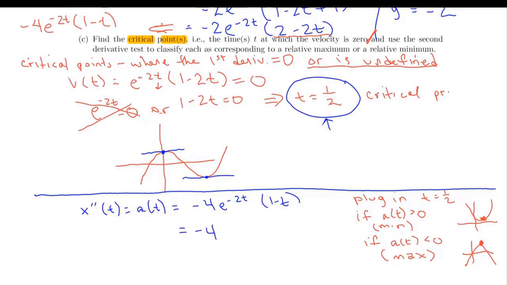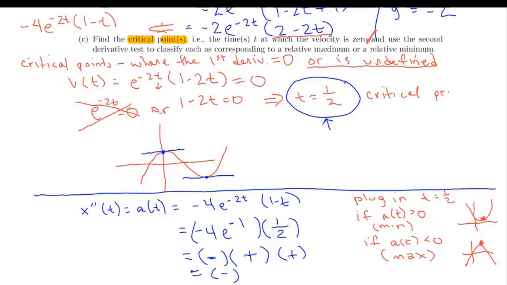I say minus 4 e to the minus 2 times 1/2, which is e to the minus 1, times 1 minus 1/2, which is 1/2. But I don't care what the number is. That's a positive number. The e to the minus 1 will be positive, yes, but the negative 4 is negative. So the whole thing together, if I multiply that all out, I would get a negative value. That means I found a maximum. Let's see what it says.